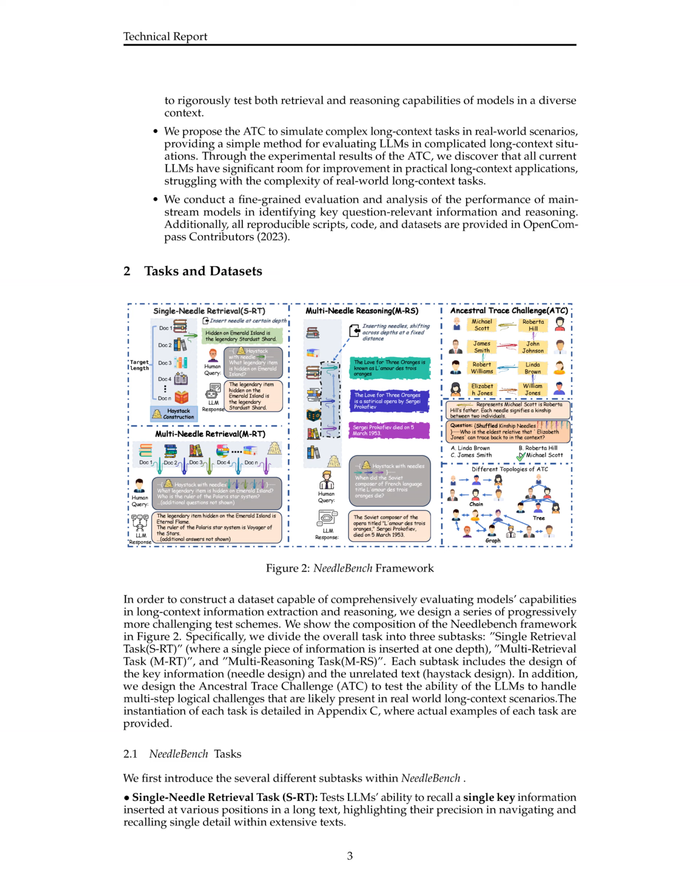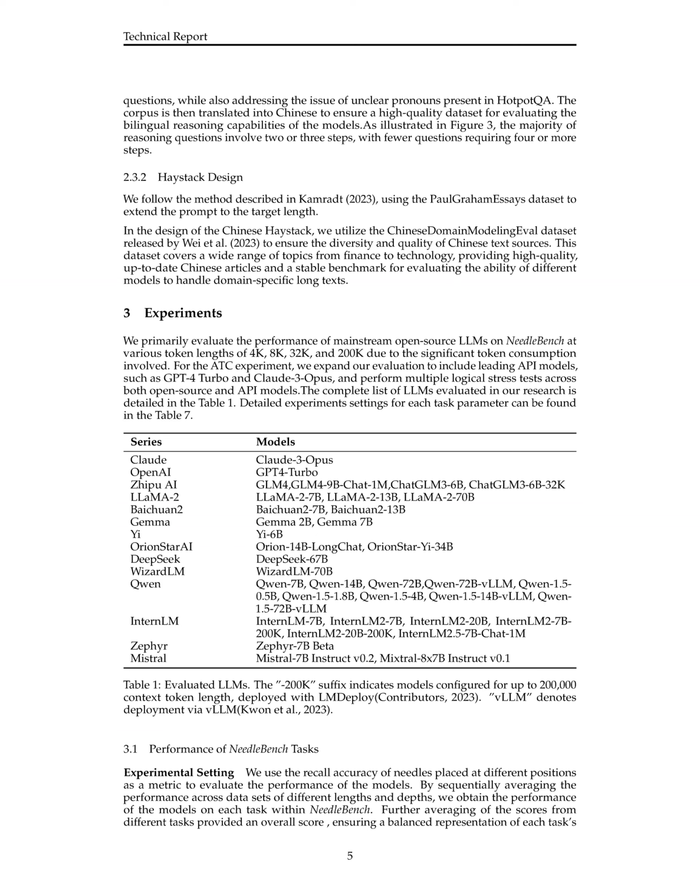The experimental design to validate the effectiveness of the NeedleBench and Ancestral Trace Challenge (ATC) tests involved a comprehensive framework that included various subtasks and metrics. NeedleBench was structured into three main subtasks: single retrieval task (SRT), multi-retrieval task (MRT), and multi-reasoning task (MRS), each designed to evaluate the model's capabilities in retrieving and reasoning over long texts. The datasets utilized included the Paul Graham essays for English and the Chinese domain modeling eval for Chinese, ensuring diversity and quality in the text sources.